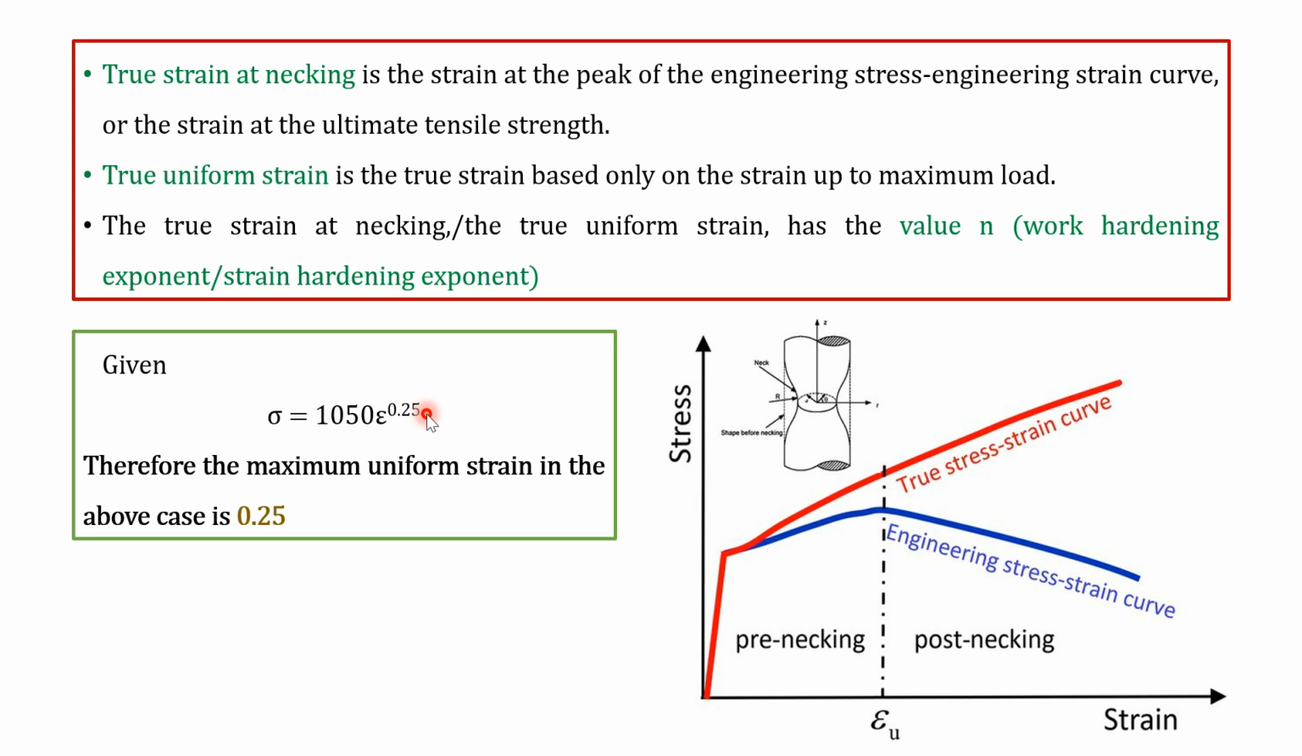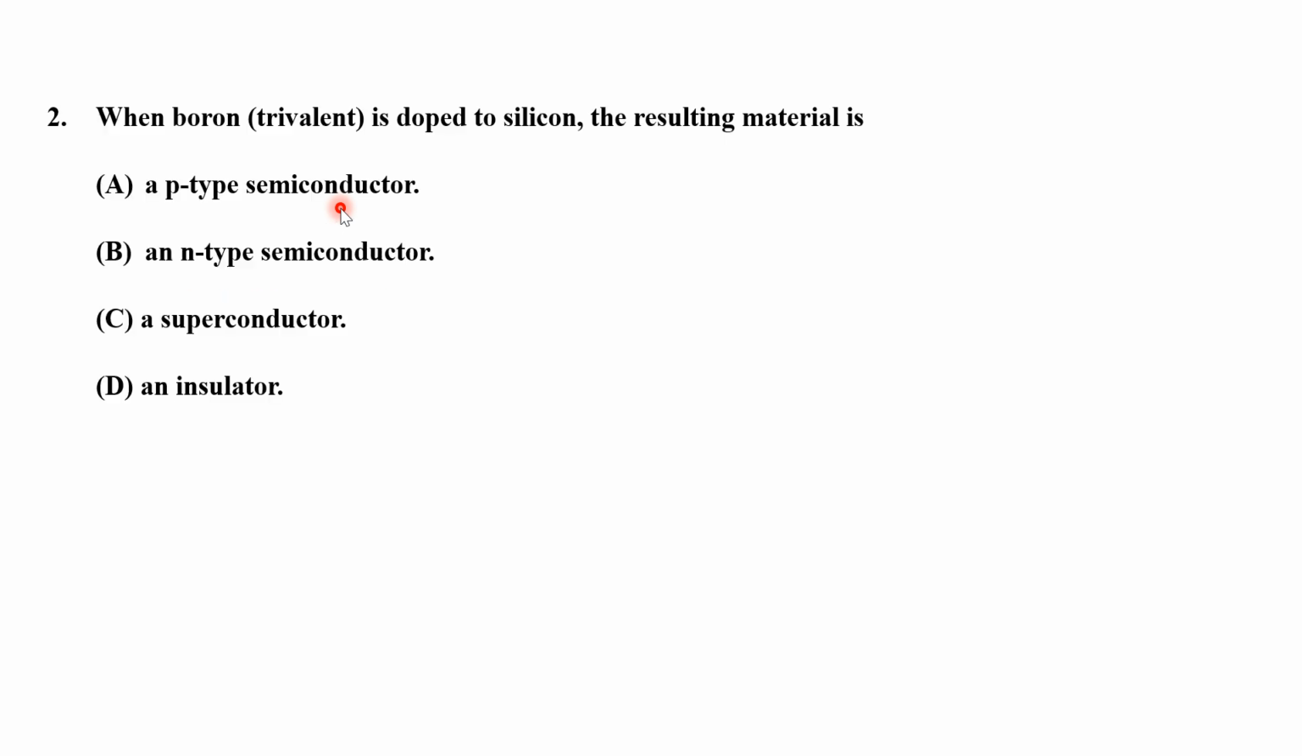So, is this clear? Yeah, so that is the true strain at necking or true uniform strain. Just keep in mind this particular equation, sigma equals K epsilon power n, where n is the strain hardening coefficient. At necking, strain is equal to n. And it has different names, true strain at necking and true uniform strain. So with that, we can move on to the next question.